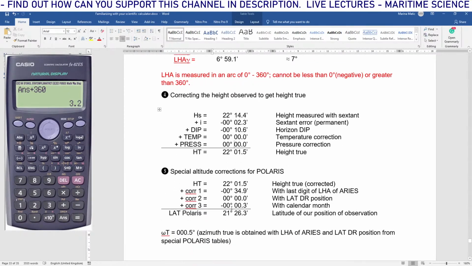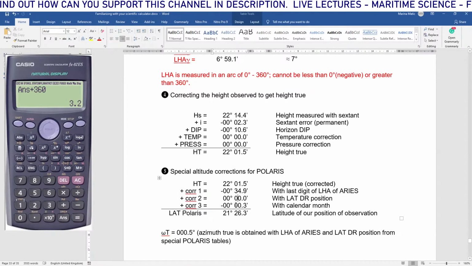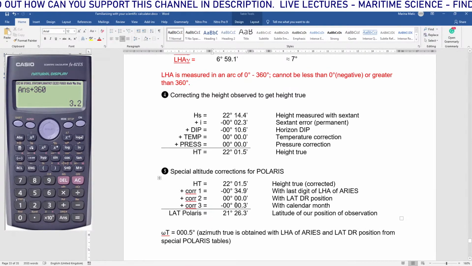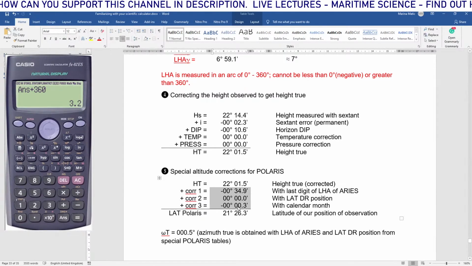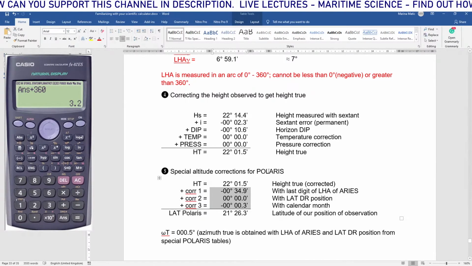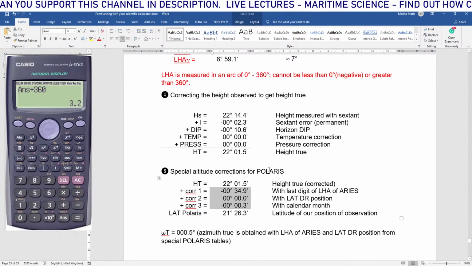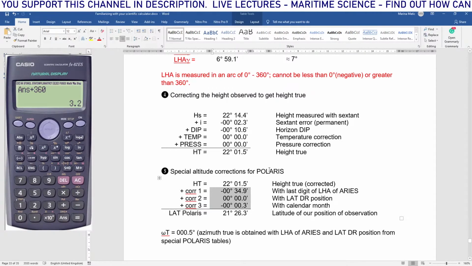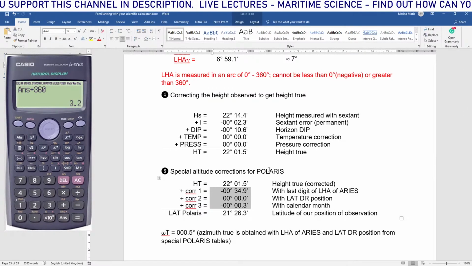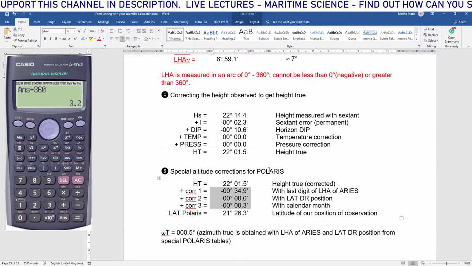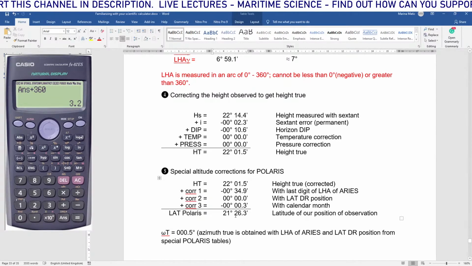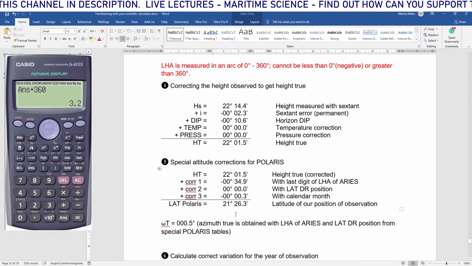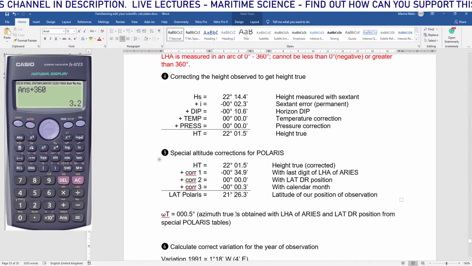On that height true that we measured, we add 3 special corrections unique for Polaris star. Actually, when you sum these 3 corrections, the total value is how far the Polaris star is off from the celestial North Pole. If Polaris star was exactly above the North Pole, then the height true would be your actual latitude. So this is the latitude of our position of observation.